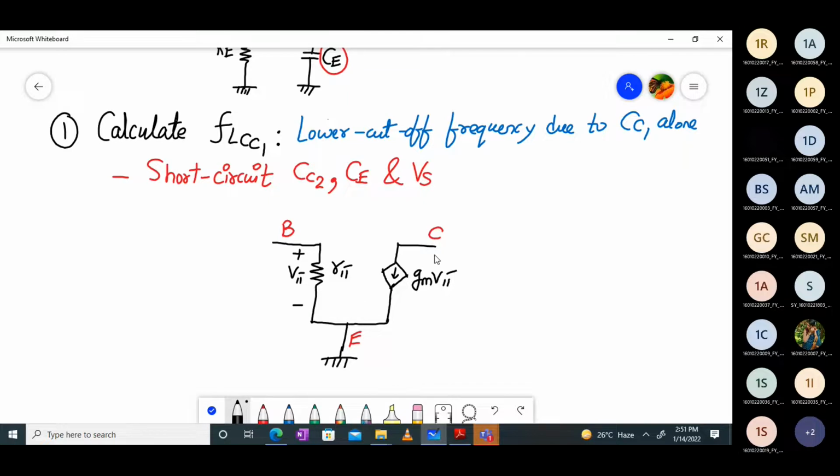Now, what will happen at the collector terminal? At the collector terminal, we have a resistor RC. There is a capacitor over here which will be replaced by a short circuit, and then we have RL over here, and we'll ground the other part. So this is RL, and over here we have the output.